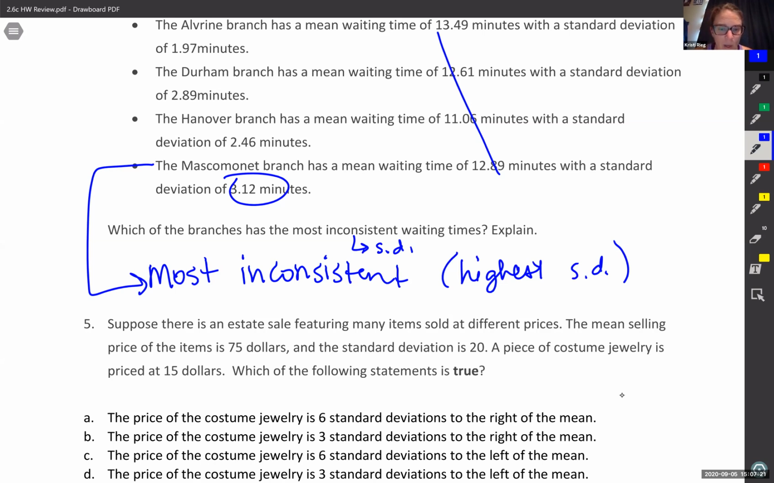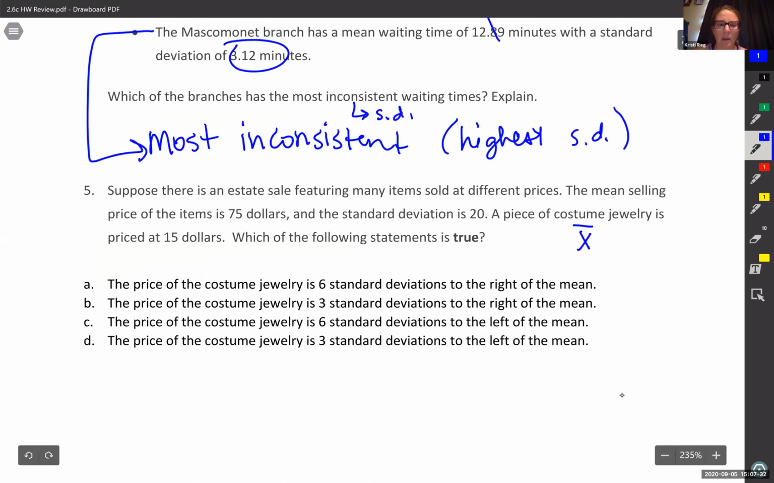Okay, last one. We have some jewelry, and it says the mean. I'll use X bar this time. It doesn't matter if we're not actually calculating it. We're just talking about it. The mean is 75. The standard deviation is 20. And the jewelry is 15. So I'm going to draw another number line like I did before. Where am I going to draw it? Right here. And the middle is 75. And how many 20s does it take to get to 15?